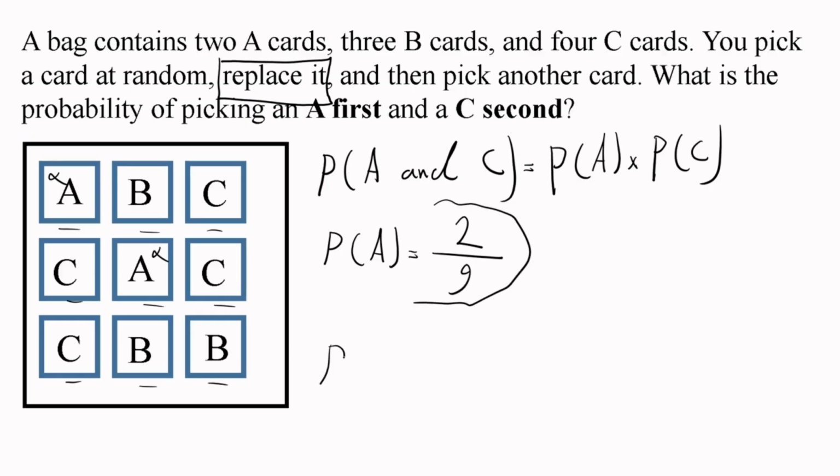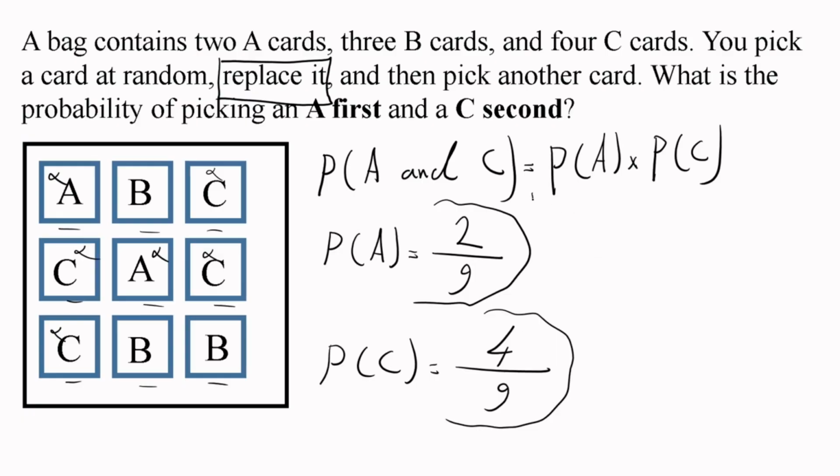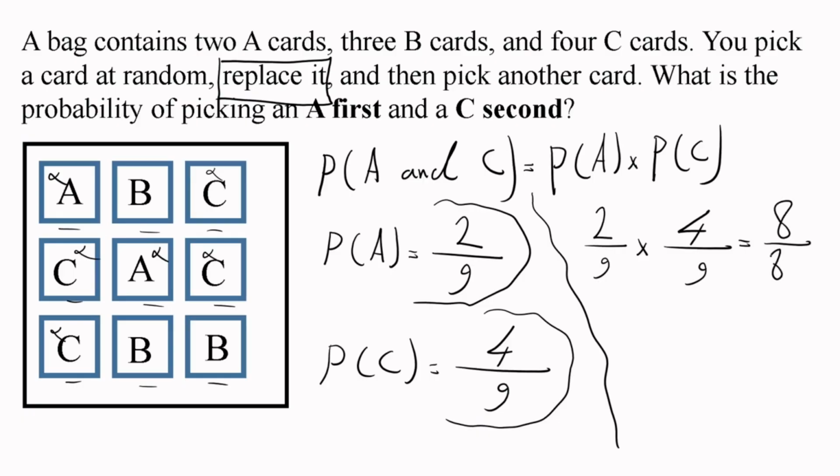And P of C, how many C cards do I have? The question says I have 4 C cards. 1, 2, 3, 4. I'm going to write it in the numerator, number of favorable outcomes. And how many possible outcomes do I have? 9. So the only thing that I need to do is multiply them by each other. 2 over 9 times 4 over 9 is going to be 8 over 81. Really easy.